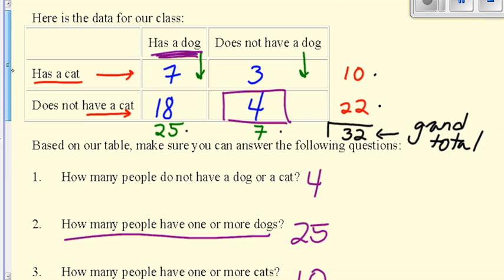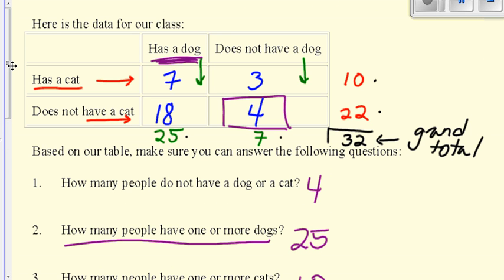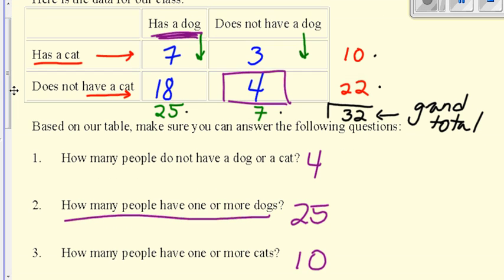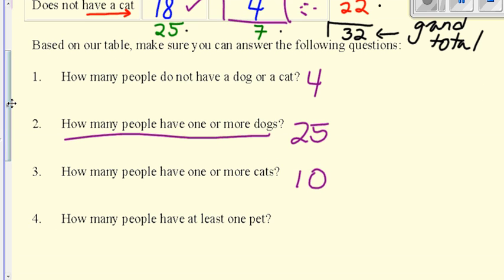And then how many people have at least one pet? And by pet here, we really mean dogs and cats rather than lizards or fish or anything else. But how many people have at least one of these kinds of fuzzy animals? Well, that would be the 7 and the 3 and the 18, but not these guys. So I could add 7 and 3 and 18, or I could say, well, there's 32 in all, and there are 4 people who didn't have either one, from that one box with the purple around it. And so that leaves us with 28 people who have at least one pet.